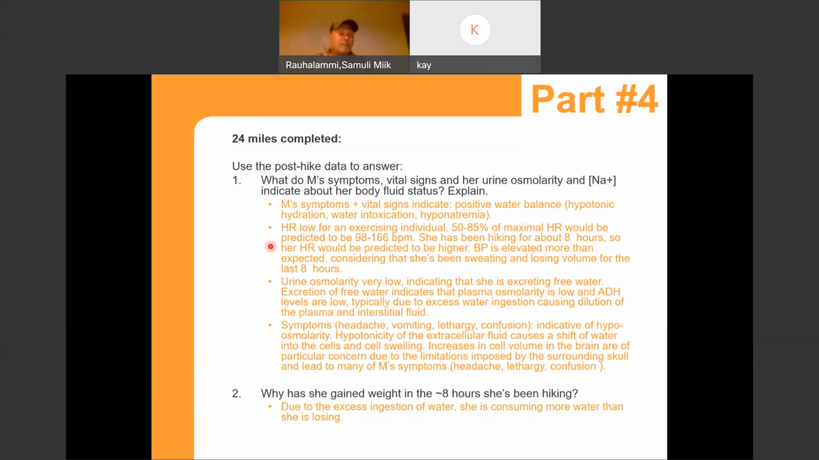And this excess fluid is being seen as excess blood plasma. So that's why the blood pressure is so high, and we would not expect it to be that high for someone who's doing this heavy physical exercise.